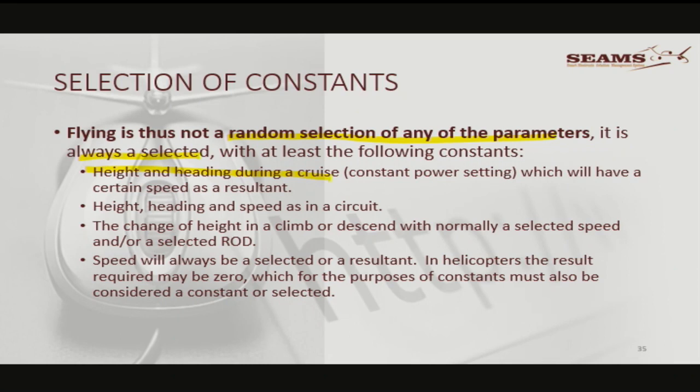And it will end result in the speed being pretty much constant. Height, heading, and speed as constants in a circuit. Downwind is at a specific height, downwind is on a specific heading, and downwind is at a specific speed.